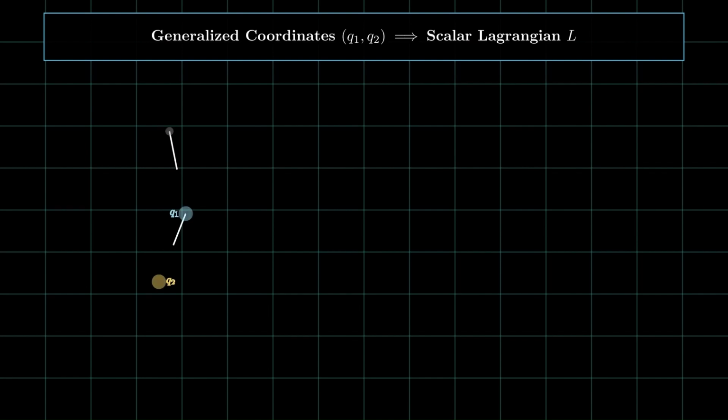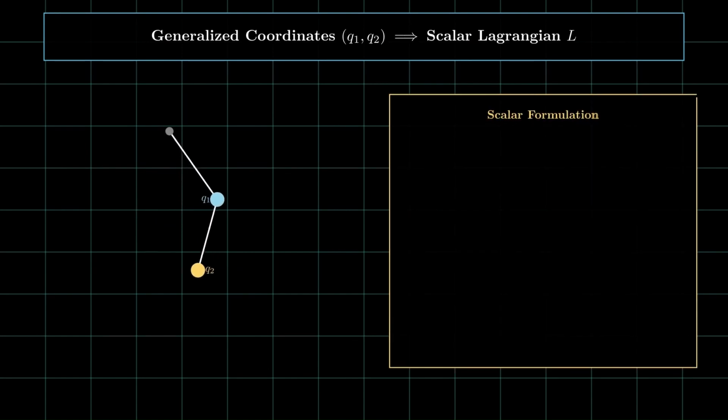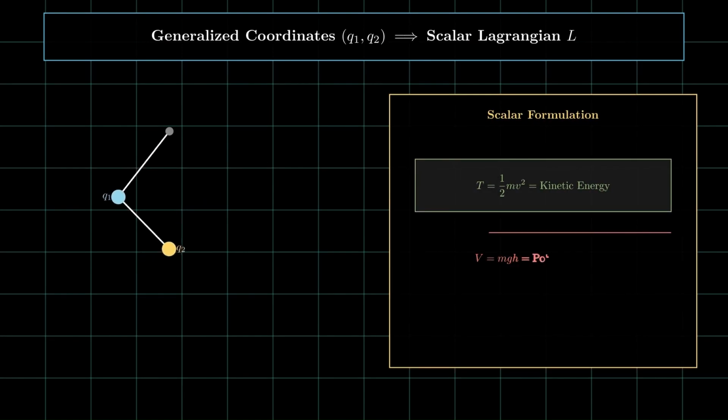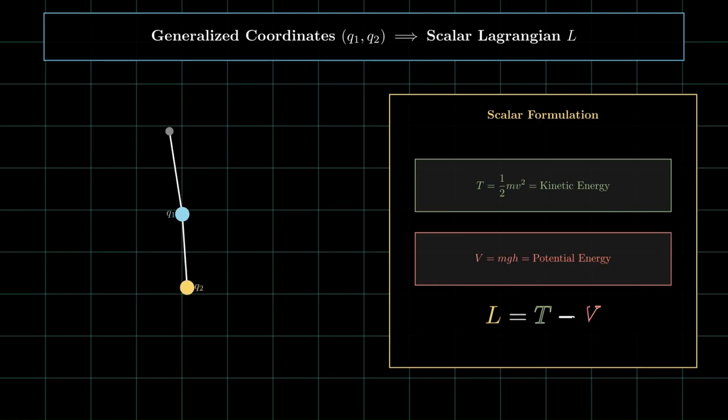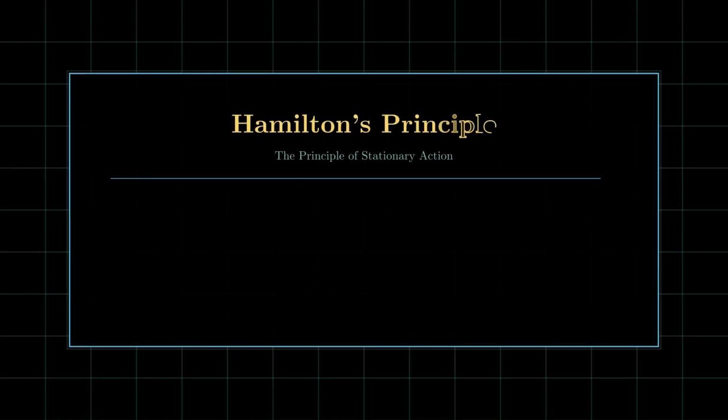When you convert D'Alembert's principle into generalized coordinates, it yields a single, beautiful scalar function, the Lagrangian, L, defined as kinetic energy T minus potential energy V. L equals T minus V. This leads directly to the second foundation of Lagrangian dynamics, Hamilton's principle.